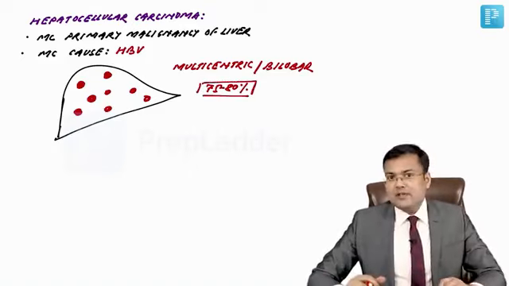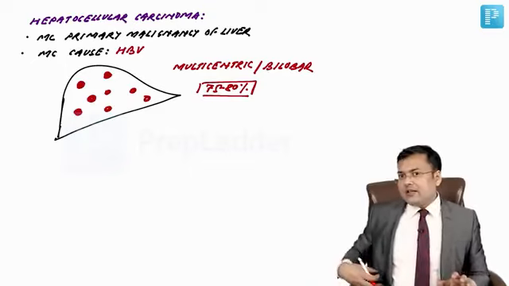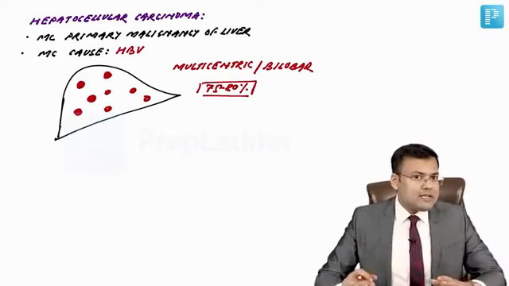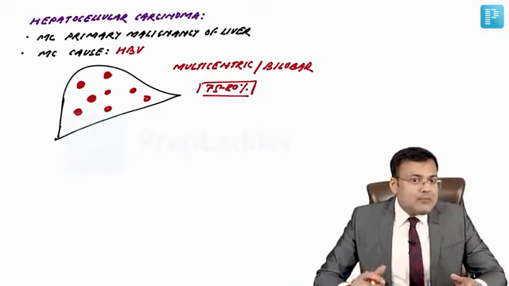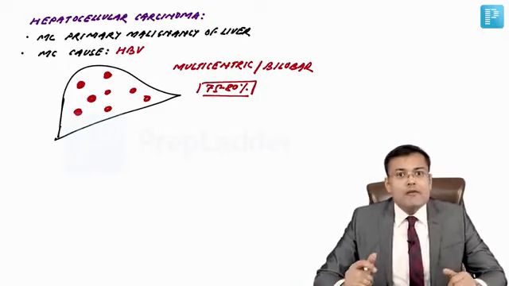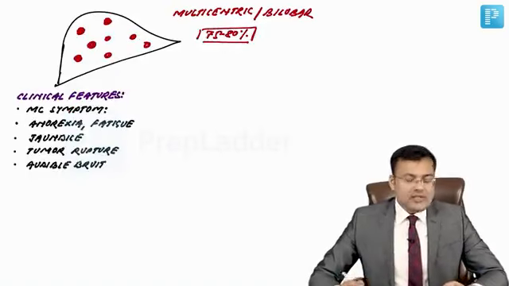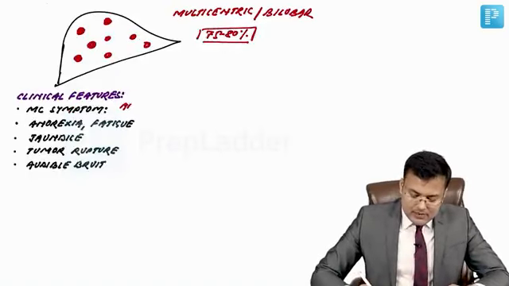Now coming to the clinical features. When multiple tumors are there in the liver, at the time of presentation, patient is having pain. So the most common symptom is abdominal pain followed by weight loss. So what is the most common symptom? This is abdominal pain followed by weight loss.